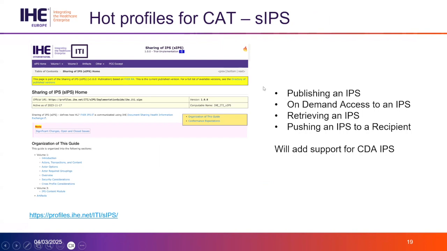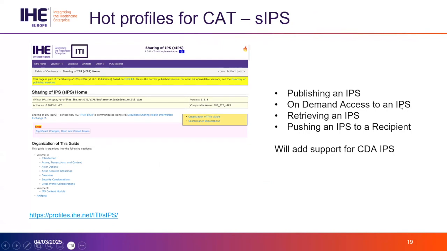So one of the implementation guides that we think is really going to be hot at the next Connectathon is the sharing of IPS. IPS is, of course, a pretty hot topic from HL7. And the sharing of IPS is an implementation guide we put together that just helps introduce the community that doesn't understand IHE's document sharing, but does understand FHIR. So the sharing of IPS is really just more of an introduction implementation guide.